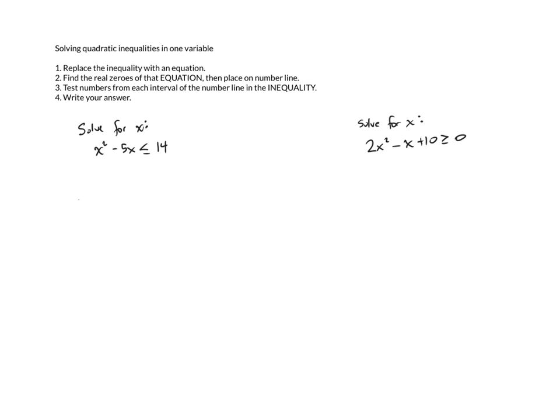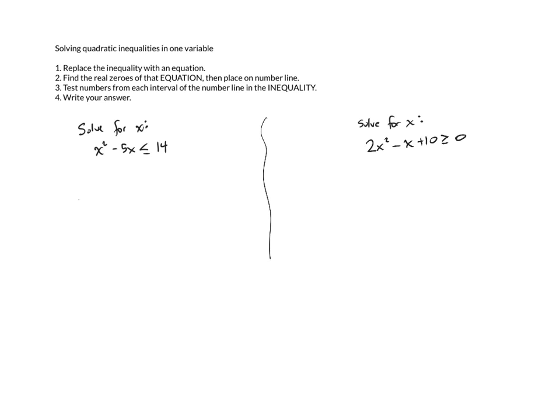So the 4 steps that are at the top of your notes are the following. You're going to replace the inequality with an equation. You're going to find the real zeros of that equation and then place those on a number line. Then you're going to test numbers from each interval of the number line in the inequality, and then you're going to write your answer. So I'm going to walk you through 2 examples, and the 2 examples I'm going to walk you through here are number 2 from the sheet and number 4 from the sheet.